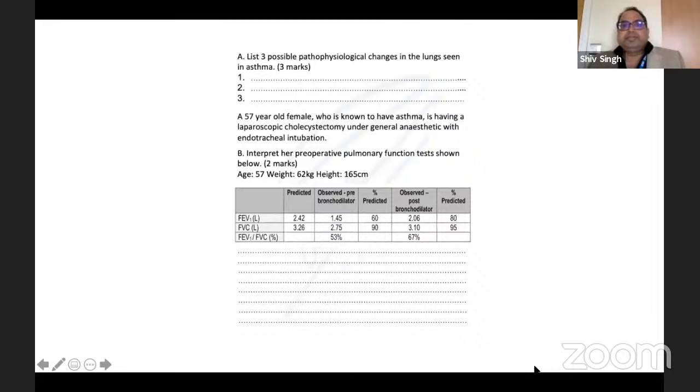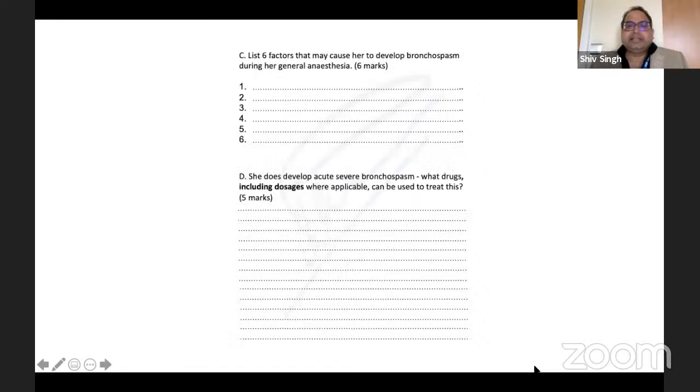Then they have a description of a case. A 57-year-old female who is known to have asthma is having a laparoscopic cholecystectomy under general anesthesia with endotracheal intubation. It says, interpret her preoperative pulmonary function test shown below. This is 2 marks. Age of the patient 57, weight 62 kgs, height 165 centimeters. And then they give you the values of FEV1, FVC, FEV1 by FVC, and you need to be able to do the interpretation for these cases.